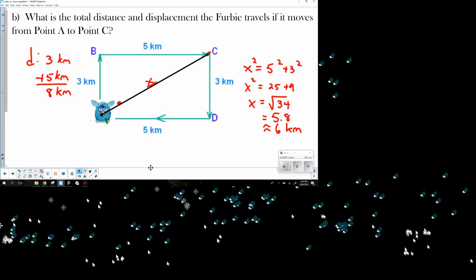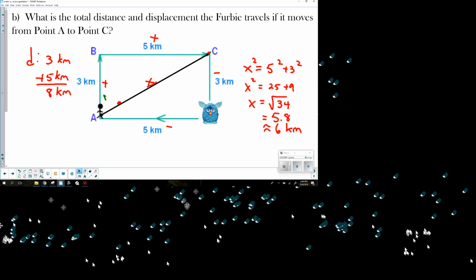One assumption that we made with this Furby is that when the Furby moved up, we considered up to be the positive direction. When the Furby went to the right, we also considered that to be a positive direction. And then when we started canceling stuff out and the Furby moved down, we considered that to be the negative direction, and the same with when you move to the left.